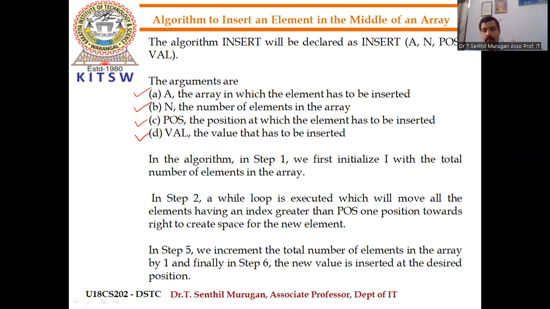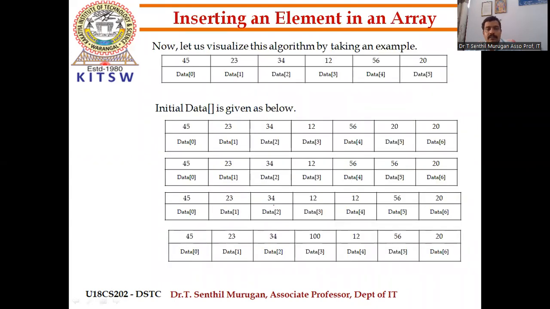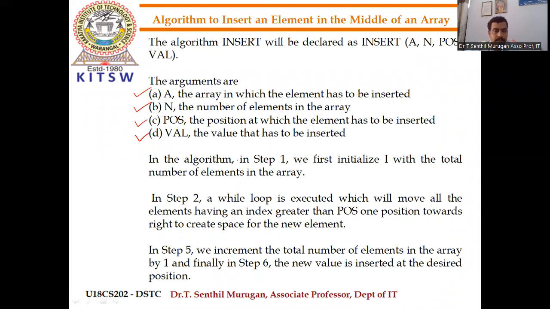First, what we have to do? First, initialize I with the total number of elements of the array. This algorithm, you can see this algorithm easily, you can understand. Okay, so I with the total number of elements. Second step, while loop is executing, it moves all the elements having the index greater than position, one position towards the right side. Okay.